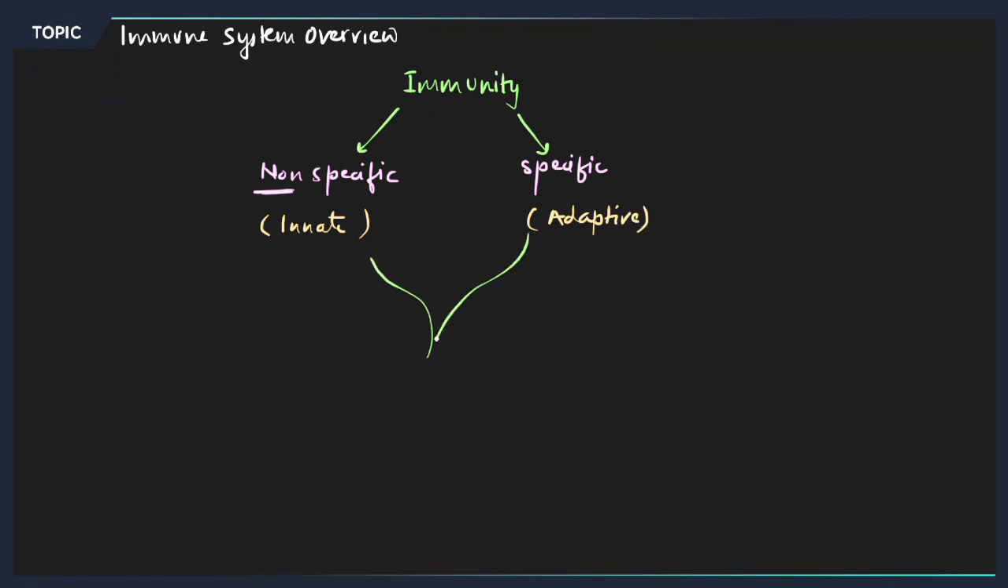And both of these types of immunity work along with each other to try to kill the pathogenic organisms. They try to completely kill the pathogen so that our body is safe from the infection.